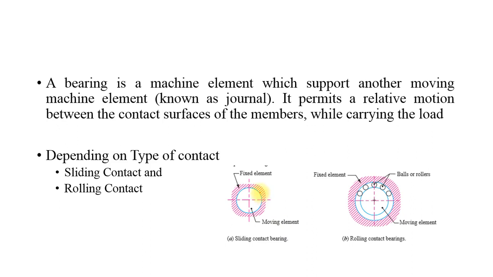You can see here, there is no element available in between the moving element and the fixed element. You consider this a fixed element and this the moving element. There is no element in between these two elements. Such a type of contact is called a sliding contact. But if you go for a rolling contact, we have balls or rollers in between the moving and the fixed element. Let me tell you what the advantage of a rolling contact is over a sliding contact.